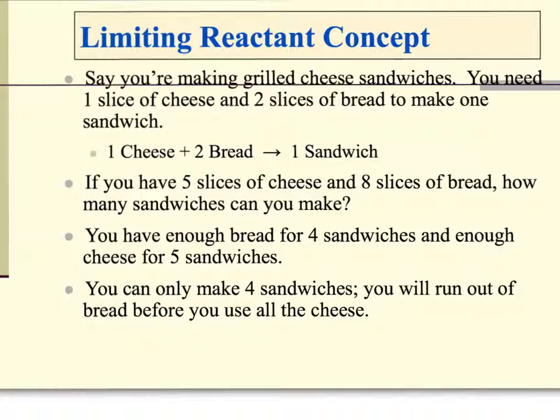left over. So, since we ran out of bread first, bread would be our limiting reactant and our cheese would be our excess, since we had extra cheese left over. Now, bread determined how many sandwiches we could make, since bread was the one that we ran out of first. So to solve limiting problems, we will use our limiting substance to determine how much product can be made.